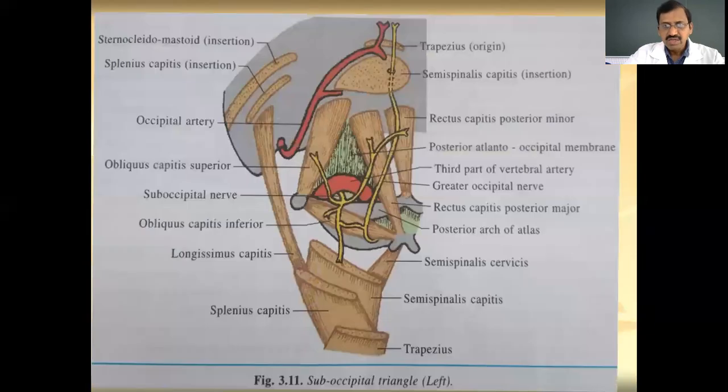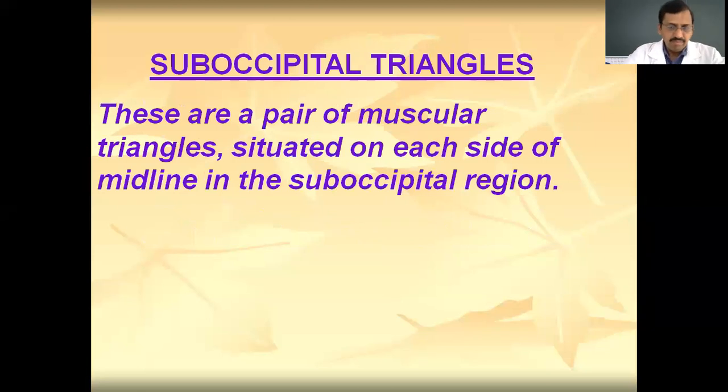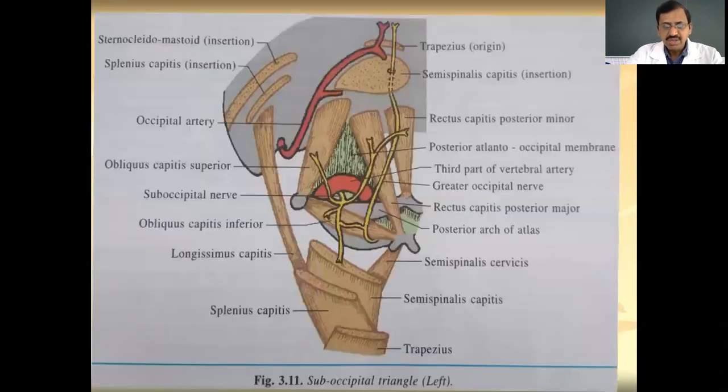Okay, finally, what is the suboccipital triangle? These are muscular triangles on both sides of the midline situated in the suboccipital region. What are the boundaries? Superomedially by the rectus capitis posterior major, superolaterally by the obliquus capitis superior, and inferiorly by the obliquus capitis inferior. These are the boundaries of the suboccipital triangle.